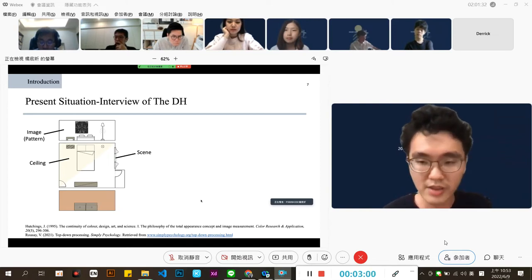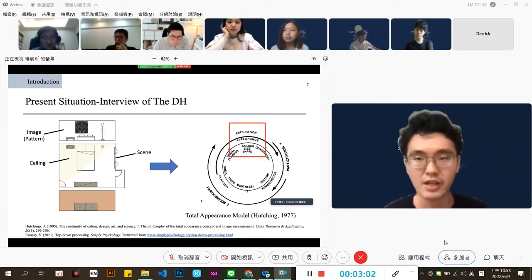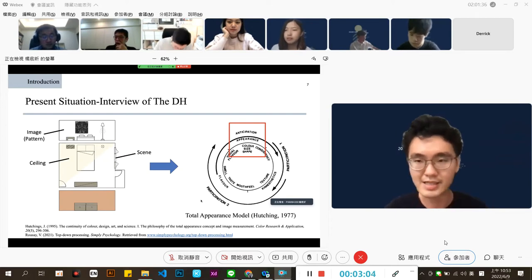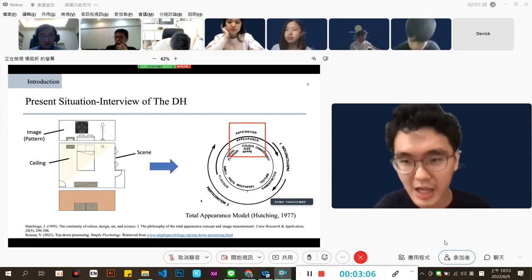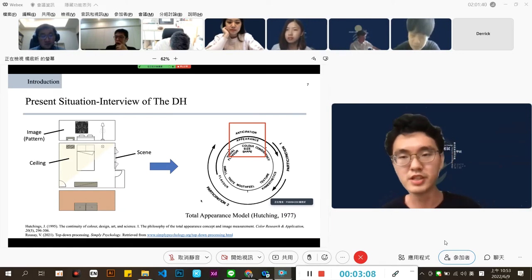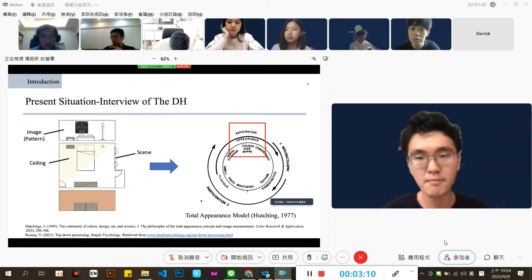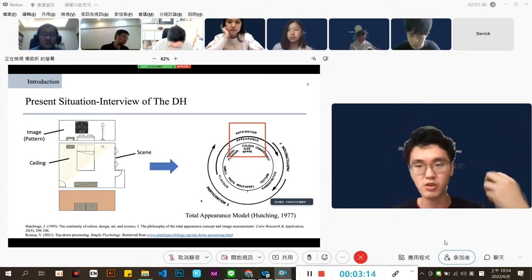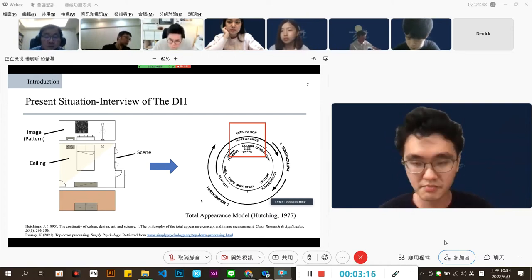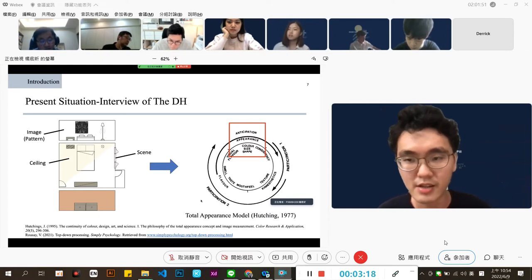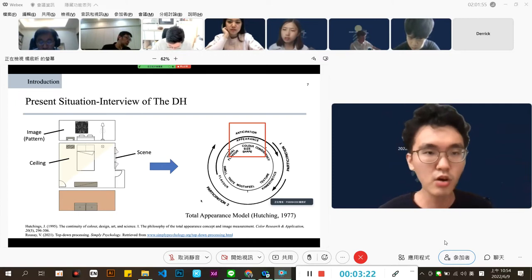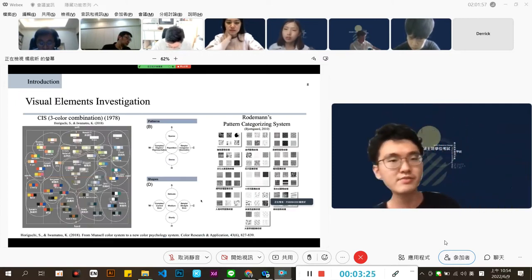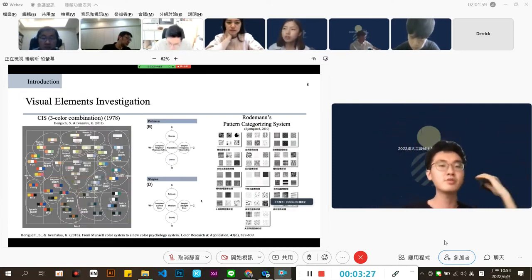We refer to a theory called total appearance philosophy. It indicates that an individual's anticipation is affected by the appearance, mainly the color, size, and shape, resulting in whether they will participate in this occasion or not. In this study, we will study colors and patterns, which refer to the combination of size and shapes.